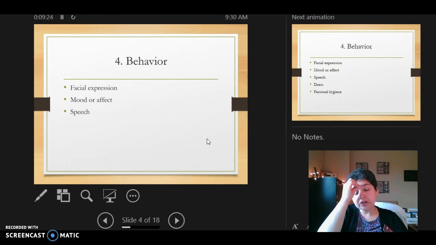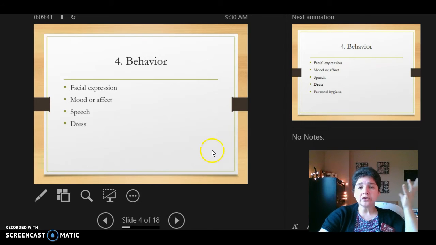Listening to their speech, are they articulating their words well, or do they have problems with that, and are you able to understand them? Looking at their dress, is their dress appropriate to the weather? Now we know that there are people out there who wear shorts in the middle of the winter. We know there are people who wear winter coats in the summer, just that's the way they are. So you have to kind of gauge that according to the patient as well, but always looking to see if they're dressed appropriately.